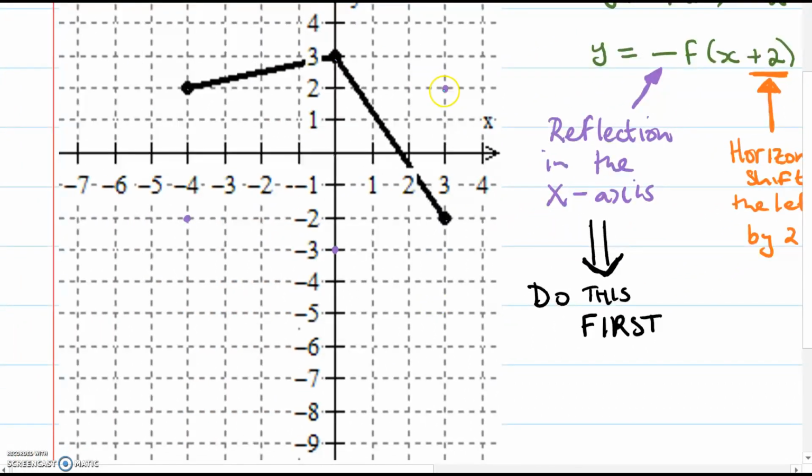So let's go with this. Start with this one. Go 2 to the left, 1, 2, and then down 4, 1, 2, 3, 4. And it ends up there. So that's going to be one of our endpoints. Go to the next purple point, which is this one. Go 2 to the left, 1, 2, and down 4, 1, 2, 3, 4, which is down there. And then this point here, go 2 to the left, 1, 2, and then down 4, 1, 2, 3, 4. And it ends up here. Now we can join those points in the same order that they were joined here. So that is going to be like this.